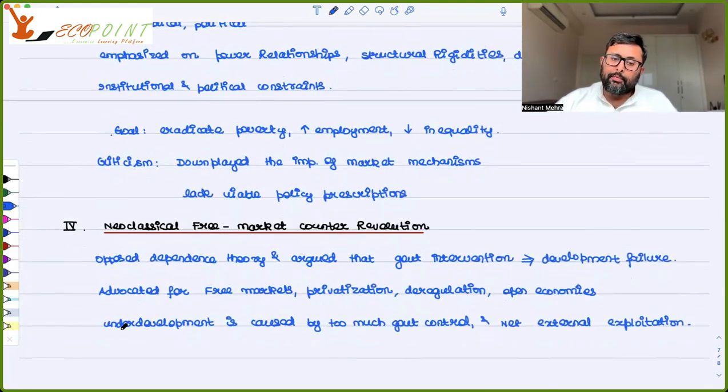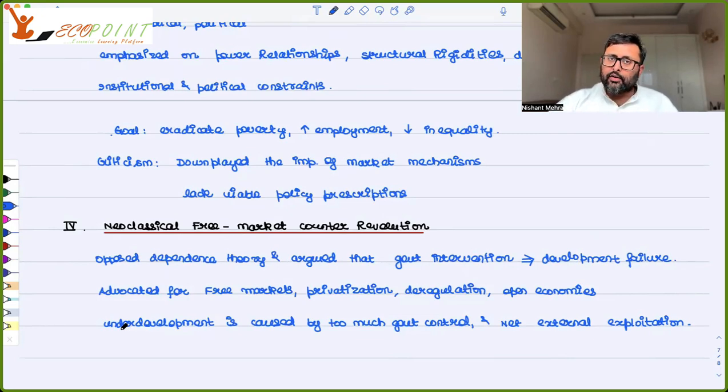Then the new classical free market counter-revolution. These models oppose dependence theory. They said underdevelopment is not due to external exploitation. Underdevelopment is there because government is controlling too much and interfering a lot in the market mechanism. Let markets function freely. If markets function freely, if there is privatization, an open economy, deregulation, and minimal government control, underdevelopment is not going to be there. These underdeveloped countries will also become developed countries. This is a very simplistic view, but that's what they said.